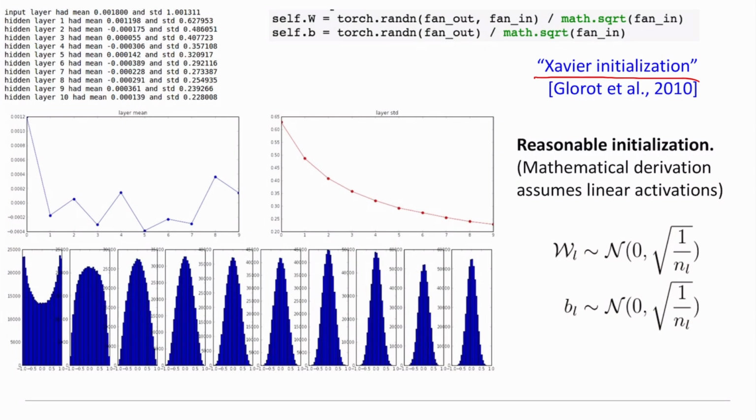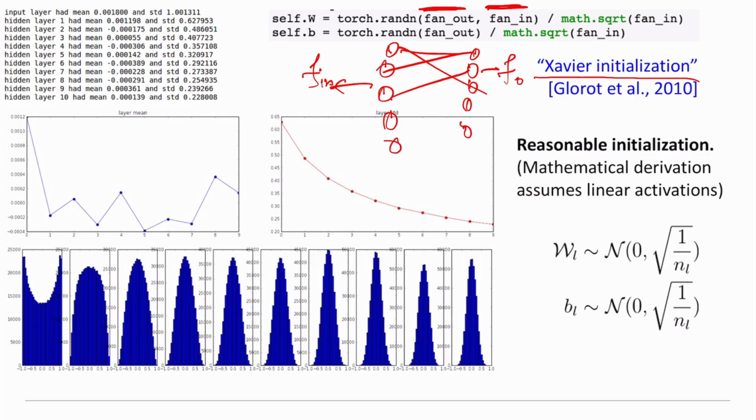Or in other words, what they're saying is a reasonable initialization is when you have your random numbers between fan out and fan in. Fan out is the number of neurons as output, so this is your fan out, and the number of neurons as input, this is your fan in, right? And this is your neural network. So what you want to do is sample random numbers between fan out and fan in, and you want to scale it by the square root of fan in, right?